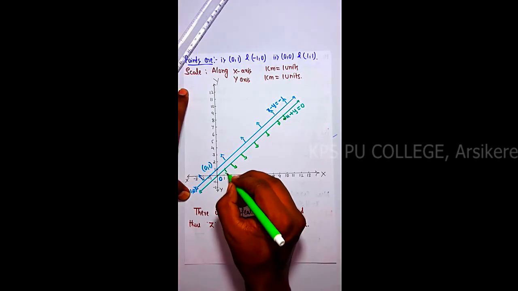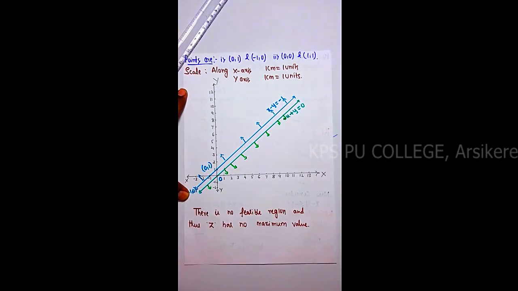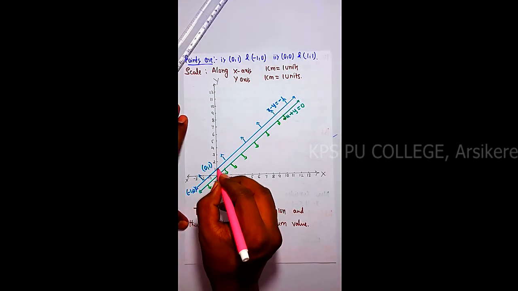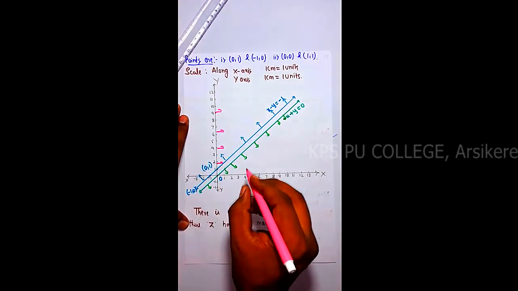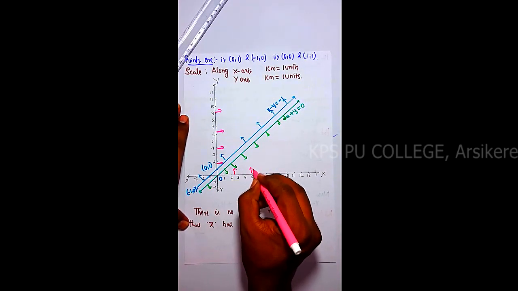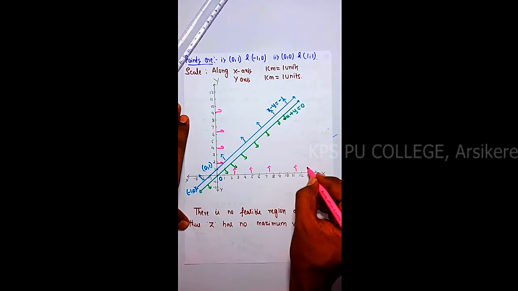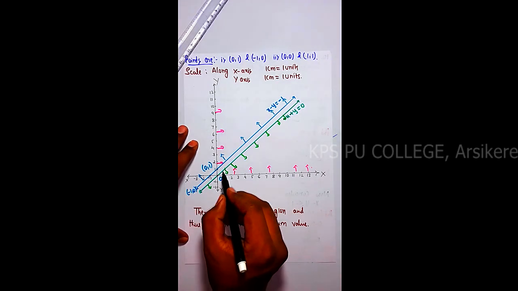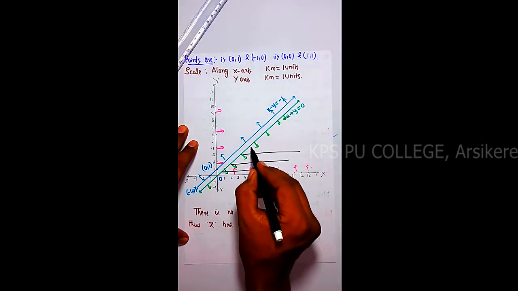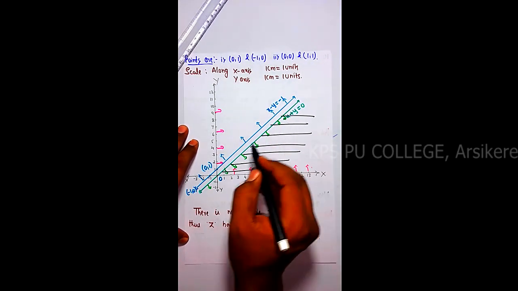Towards x is the line we get. Clear? And also given x greater than or equal to 0 and y greater than or equal to 0. X greater than or equal to 0 means this region. Y greater than or equal to 0 means here this one. So now let us draw the region, see which region we get. This is one region, and another one here.